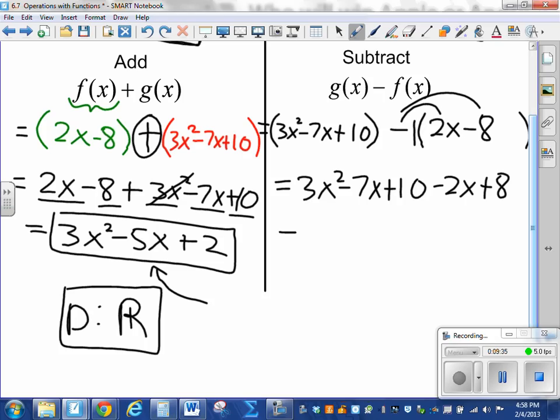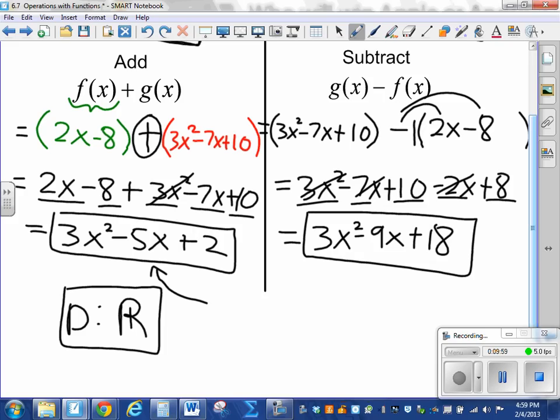Go through again, find your like terms. 3x squared, once again, has no other like terms like it. So that one's gone. Look at your linear terms next. Negative 7x, negative 2x. Same sign means you add. So it's a 9. More negatives. Negative 9x. 10 and an 8. It's plus 18. No like terms, keep it like this.